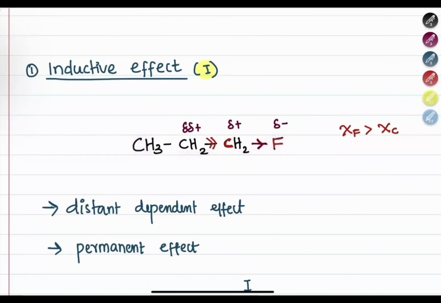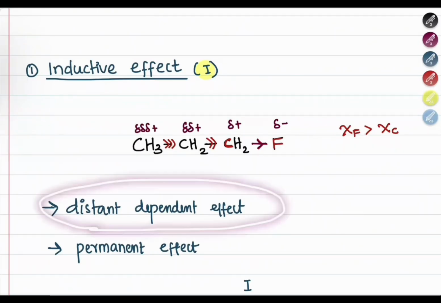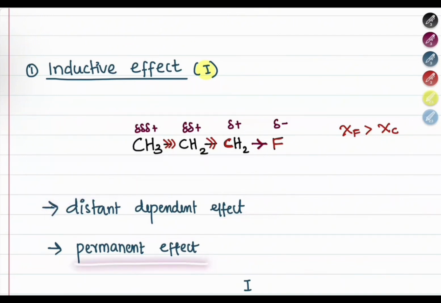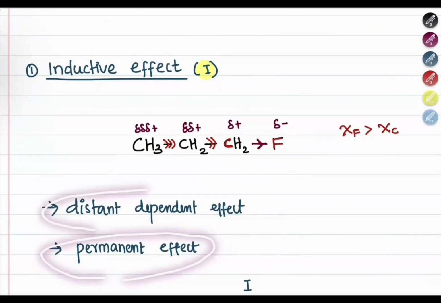So that will be denoted using 3 arrows, and due to the inductive effect of fluorine on the third carbon, there will be a partial positive on the third carbon. Okay, so what we have seen here is that it is a distance dependent effect. That means as the distance from the substituent increases, the effect decreases. And this is a permanent effect also. If a substituent is present on a carbon chain, that effect will be there as long as the substituent is there. So it's a permanent effect and it's a distance dependent effect also.